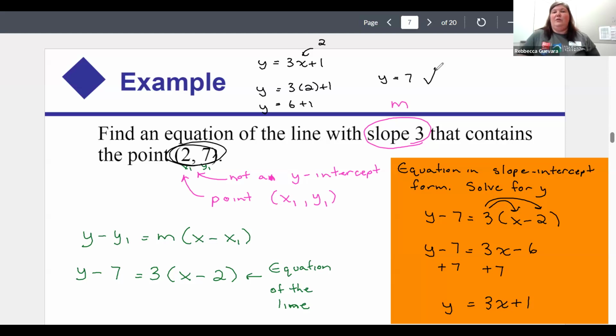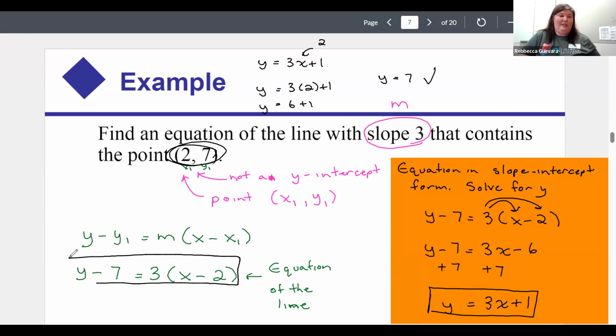Okay. So that was just me checking. Yes, we have the right equation. So as I said, this is technically a correct equation. We just have a tendency to like to have these in slope-intercept form. So the equation for a line with a slope of 3 that contains the point (2, 7) could be the line y minus 7 equals 3 times (x minus 2), or it could be y equals 3x plus 1.